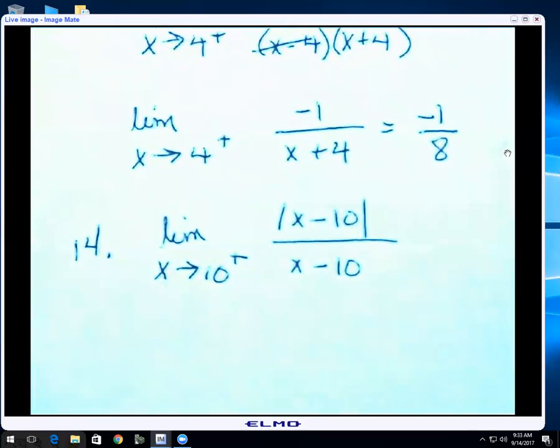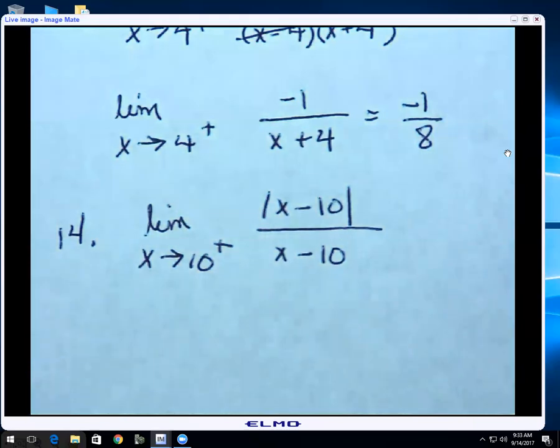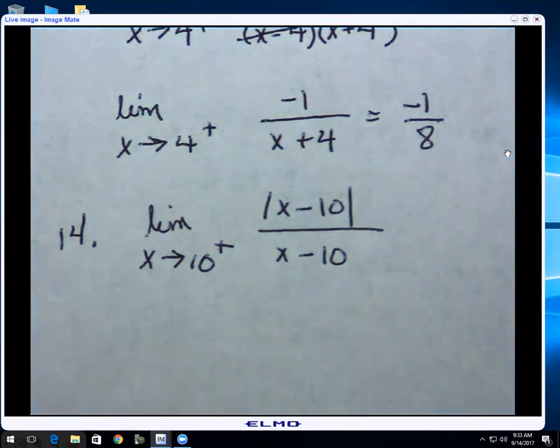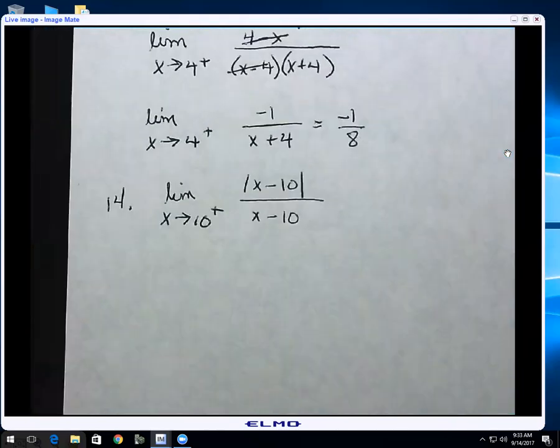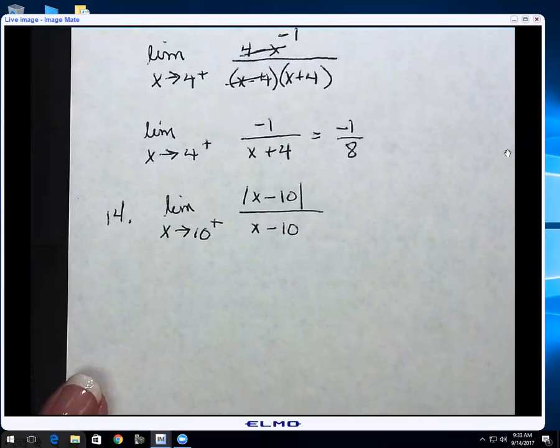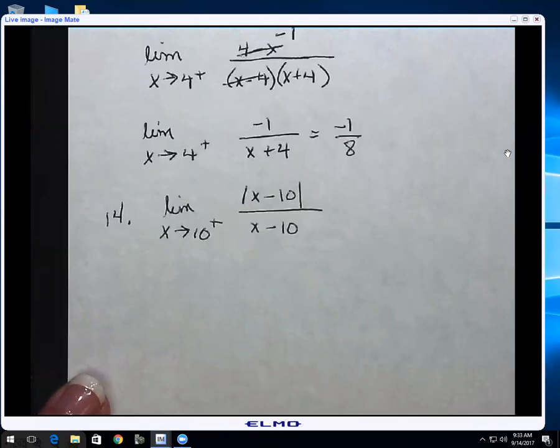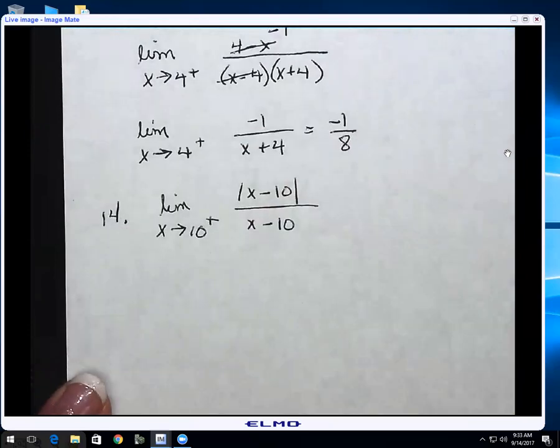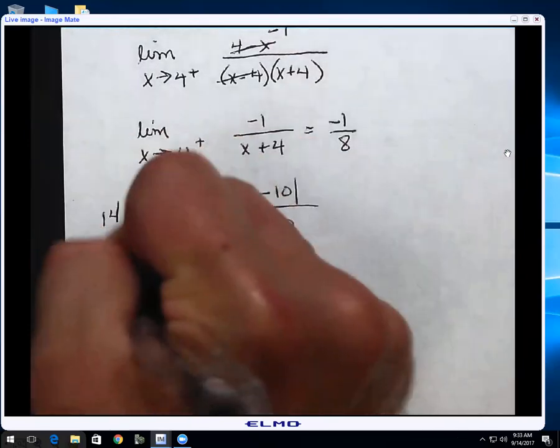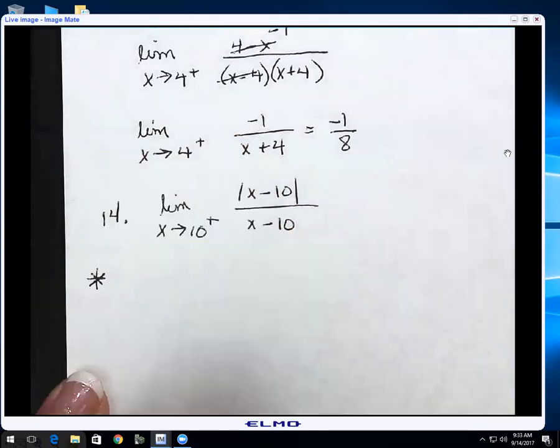The limit as x approaches 10 from the right of the absolute value of x minus 10 over x minus 10. We need to think real hard for just a minute about what absolute value actually means. I guess maybe I could have written it before number 14, but this is going to be important, so put a star by it. It's not just important on this problem.